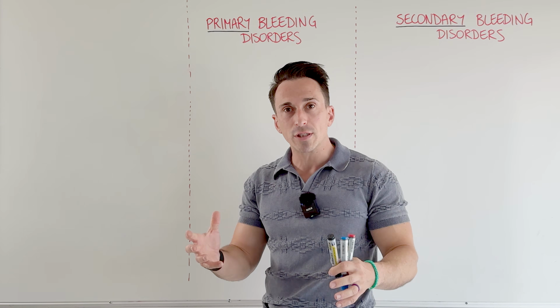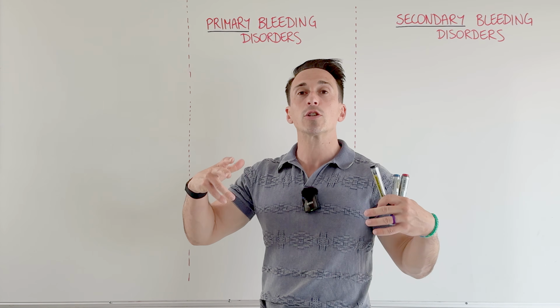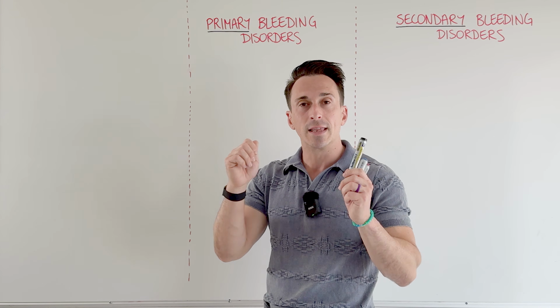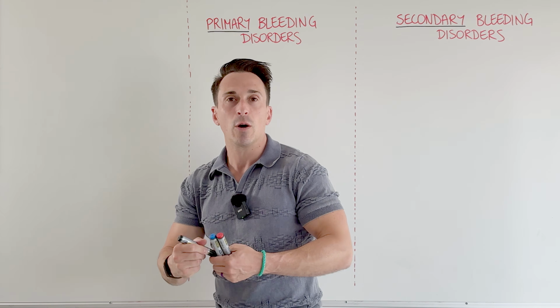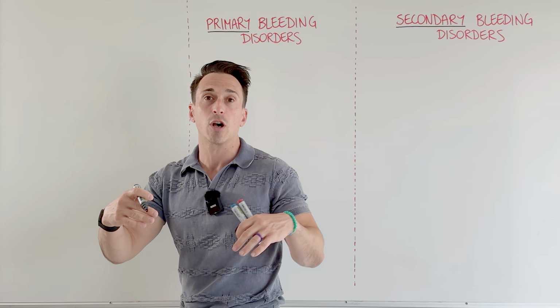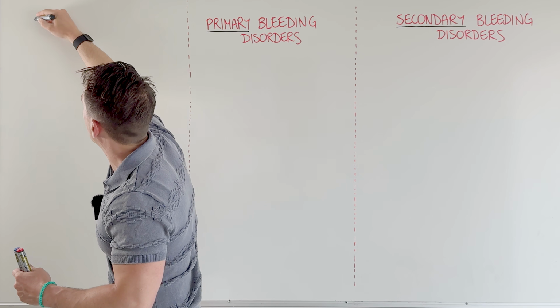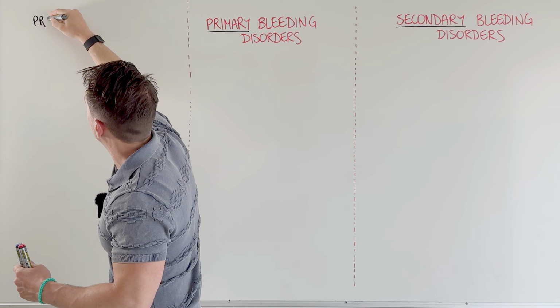This is the process, a normal homeostatic mechanism to try and stop us from bleeding out when we damage a blood vessel or get cut. This is something we want to occur. Now, when we undertake the process of hemostasis, we need primary and secondary. So we're going to start with our primary hemostasis.